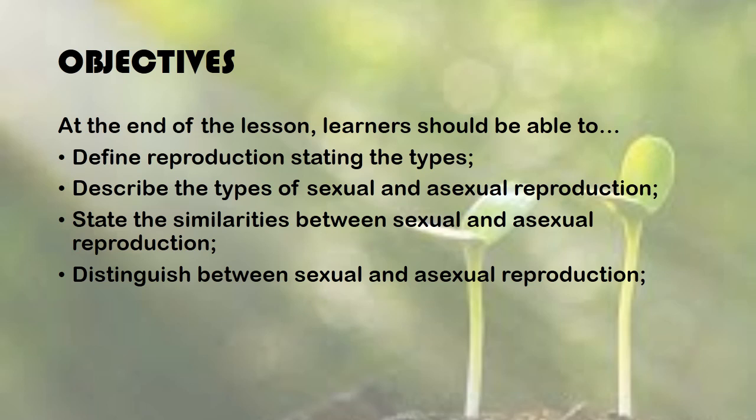Moving on, we'll be looking at the objective of today's lesson. At the end of the lesson, learners should be able to define reproduction, stating the types; describe the types of sexual and asexual reproduction; state the similarities between the two types of reproduction; and distinguish between sexual and asexual reproduction.